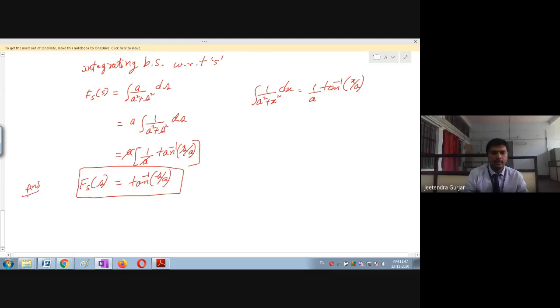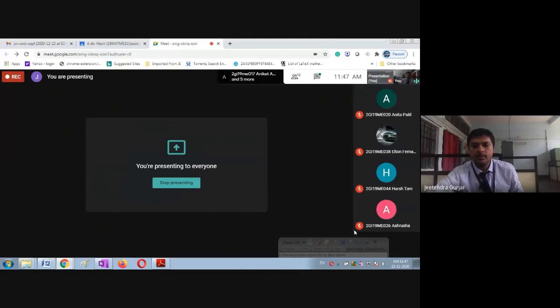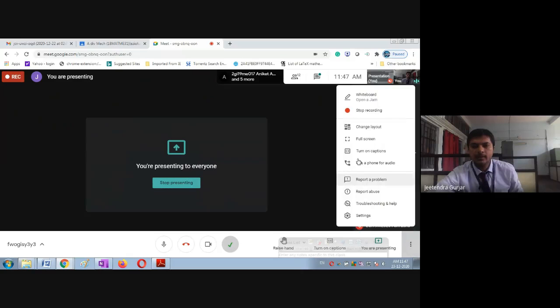Yes, students, any doubt, please ask me. So we'll keep this constant C equal to 0, or for this calculation you can put s is equal to 0, that implies C is equal to 0. Therefore, we get this answer. That also we can show. No problem. Is it clear, friends? If you have any doubt, please ask me, students. Yes? Any doubts?